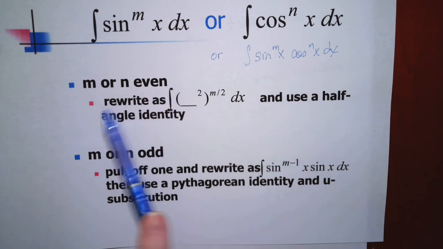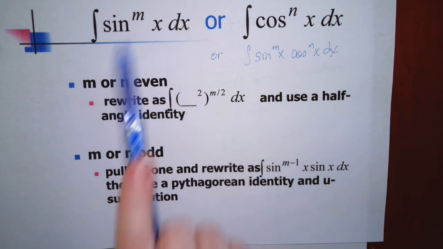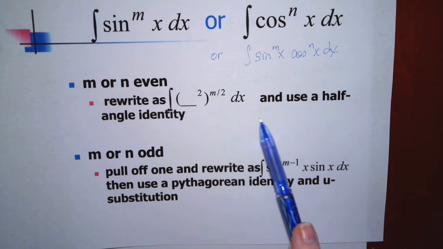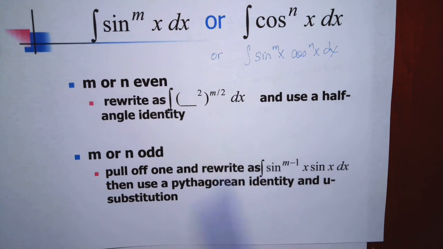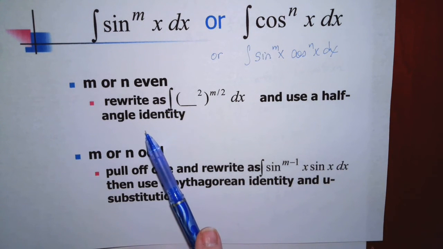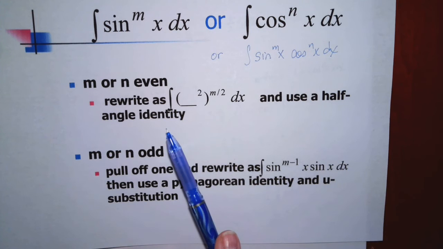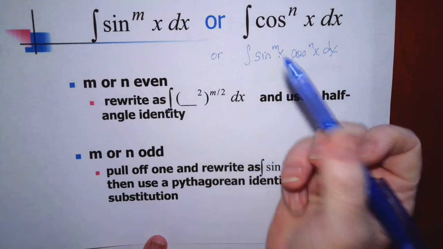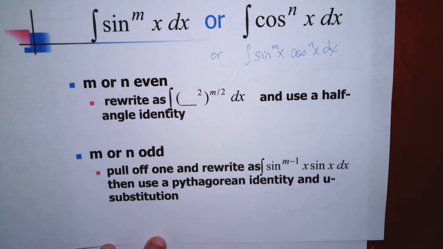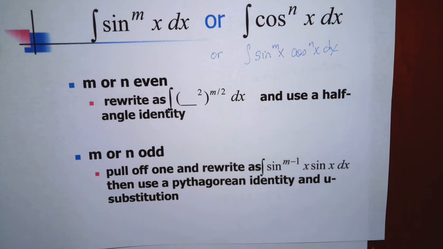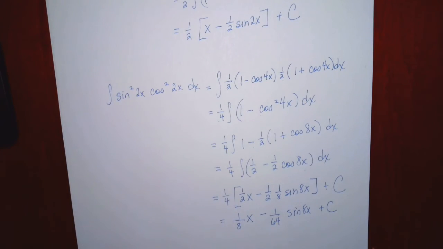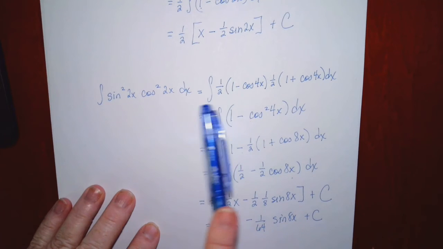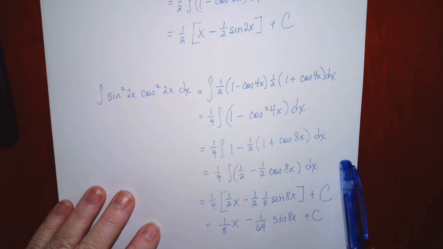If they're both even, though, if you have a sine to an even power or a cosine to an even power, or sine times cosine where they're both even, you're going to rewrite them using half-angle identities. So this is just to represent that we're going to use a half. I don't mean for that notation to be confusing, but you're going to rewrite using half-angle identities if you only have even powers. So like we did here, we had to use a half-angle identity twice.